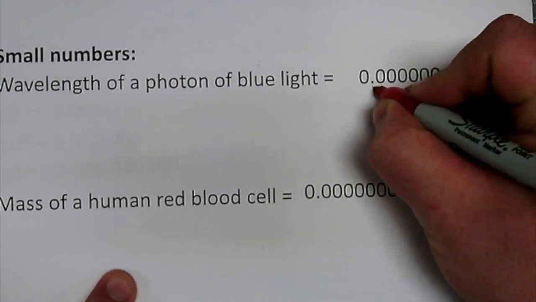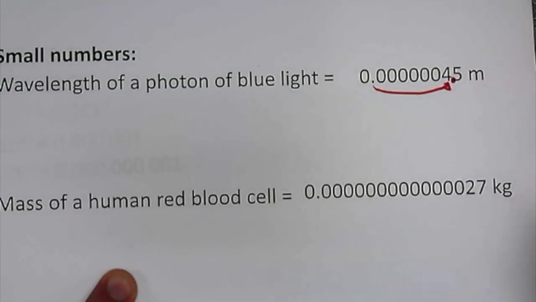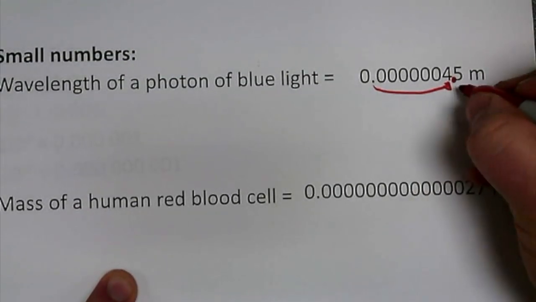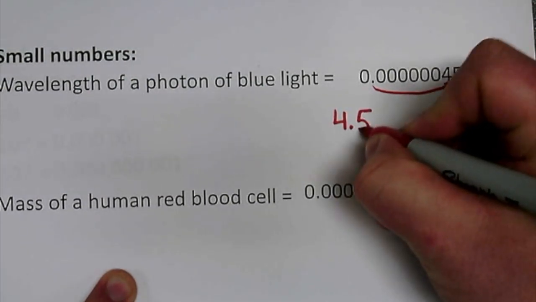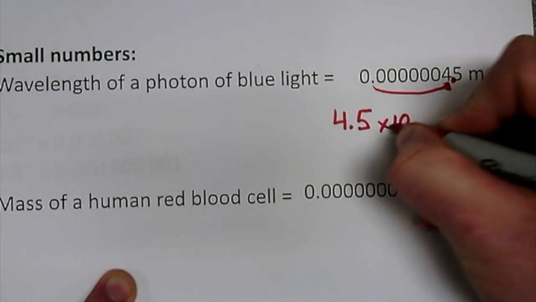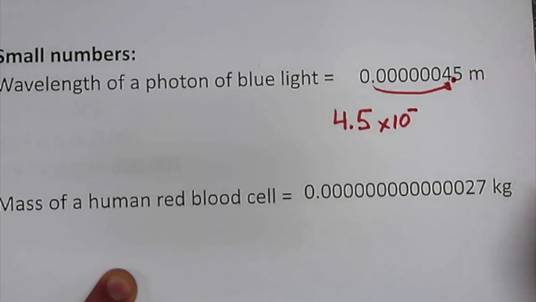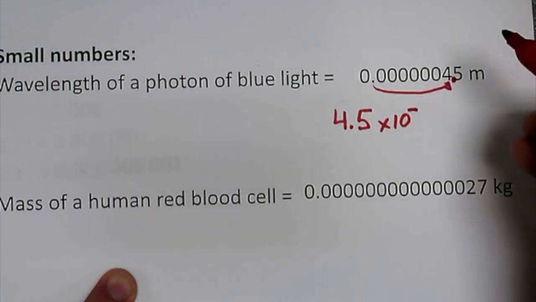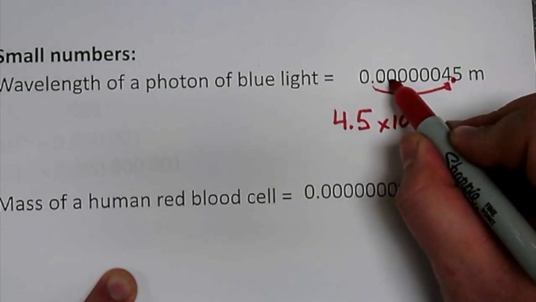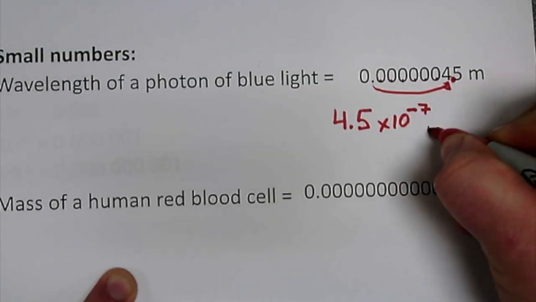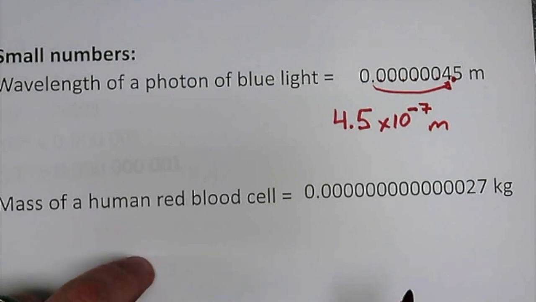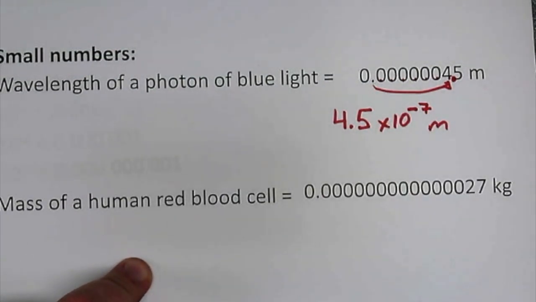Okay, so I'm going to remove some of the smallness of this by once again putting a decimal place and moving that decimal place to make a number between 1 and 10. So I'm going to go with 4.5. And then times 10 to the power of negative this time, because it's going to a smaller number. I'm going to count how many spots I moved it over. 1, 2, 3, 4, 5, 6, 7. Negative 7 meters. Okay, so this could be shortened to 4.5 times 10 to the negative 7.